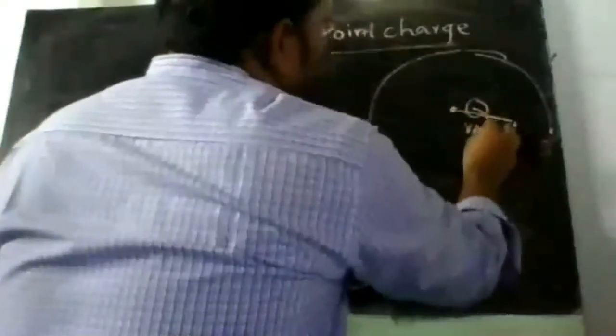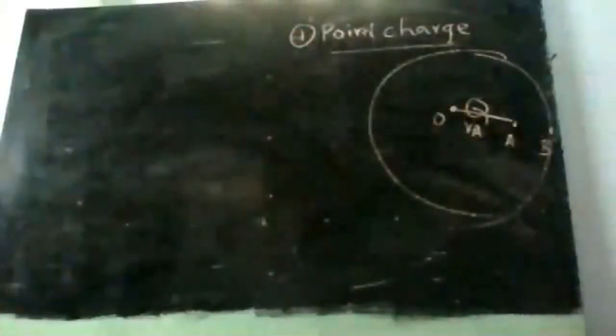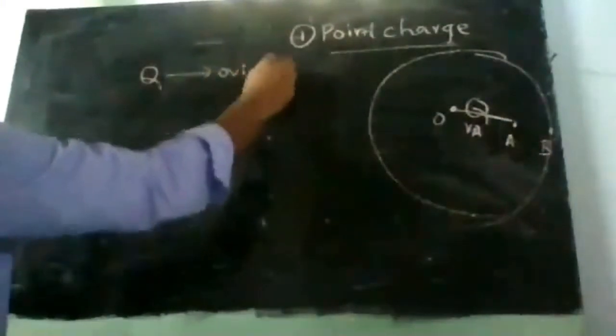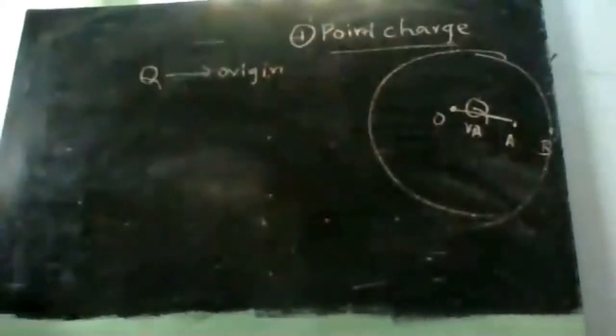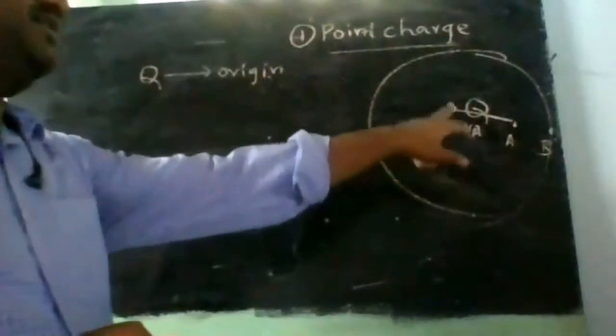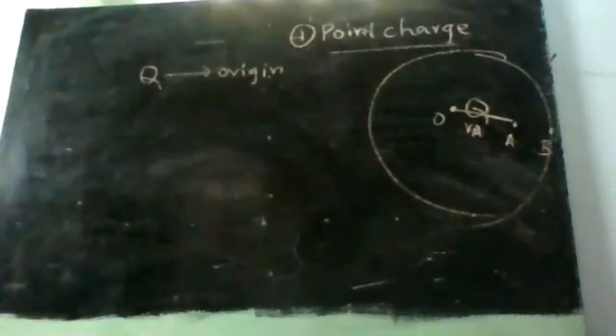This point A is at a distance of, let's say, small ra from Q, which is at the origin, the origin of a spherical coordinate system. So the point charge is present at the origin of the spherical coordinate system, right?